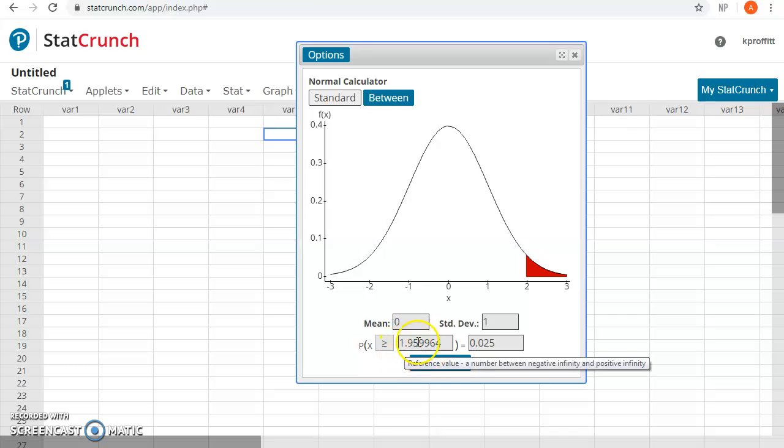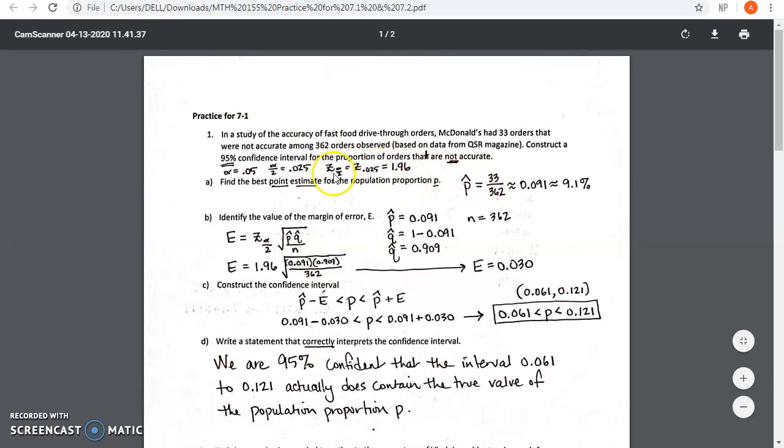That's your critical value there. On the other side, it would be negative 1.96. So that's where the 1.96 came from. Right here, that's our Z sub alpha over 2, or our Z sub 0.025. That's our critical value.